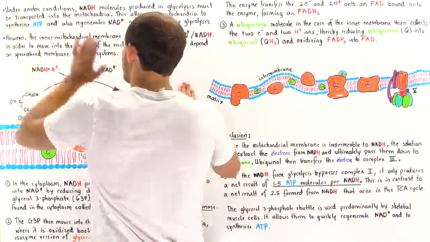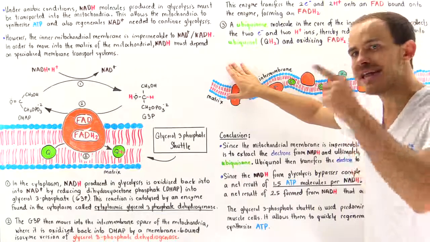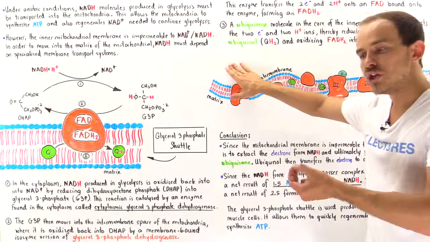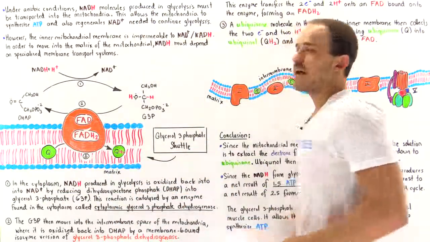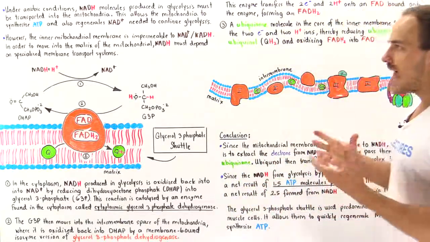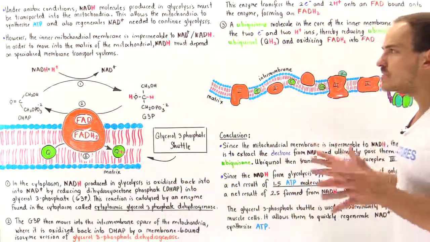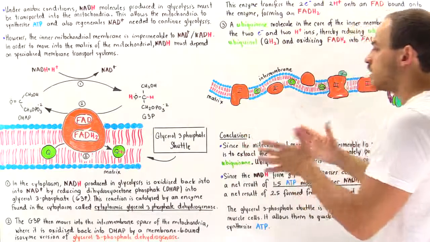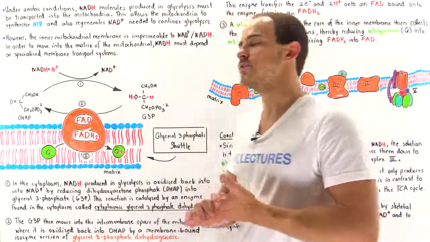Once again, under aerobic conditions, NADH molecules produced in glycolysis must be transported into the mitochondria. Why? Because the cell must use the NADH molecules to not only produce ATP molecules, but to also regenerate the NAD plus coenzyme that is needed for glycolysis to continue. There are different ways by which the NADH molecules can get into the mitochondria, and in this lecture, I'd like to focus on a specific type of membrane transport system known as the glycerol 3-phosphate shuttle, which is used predominantly by skeletal muscle cells of our body.